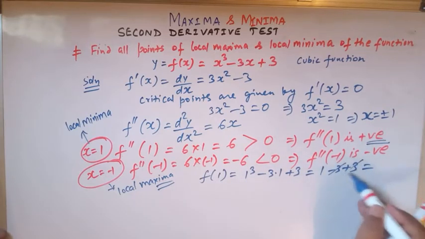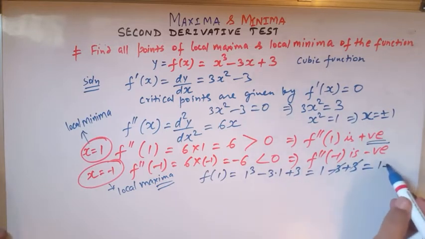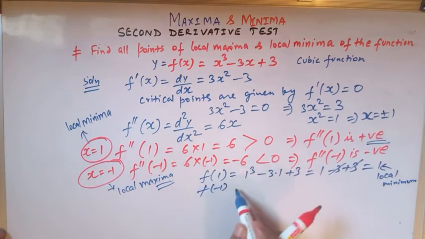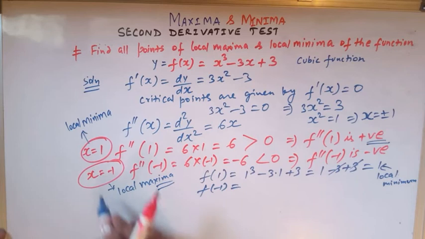So this gets cancelled. This is 1. So this is the value of local minimum. And the local maximum value occurs at x equal to minus 1.